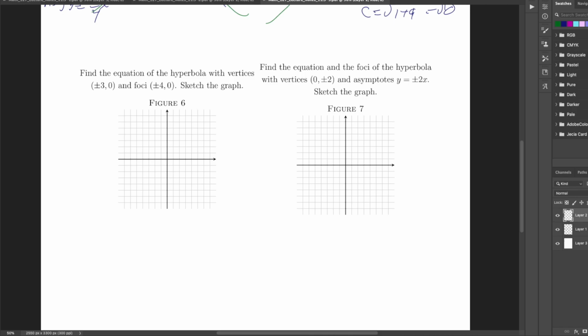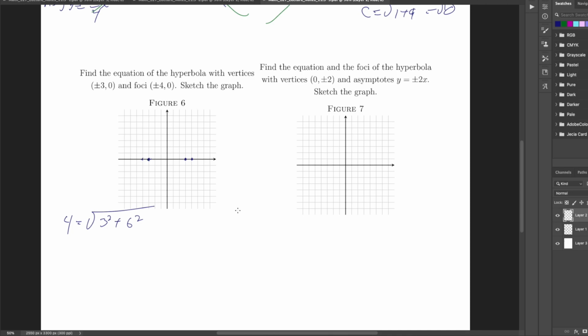So let's figure this out. This is horizontal, so let's go ahead and plug in what we know. We know this is 3. This is 3. And then our foci would be at 4 and 4. And so I know that c, 4, is equal to the square root of 3 squared plus b squared.